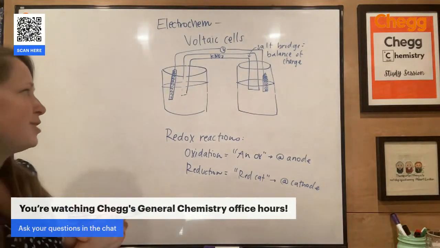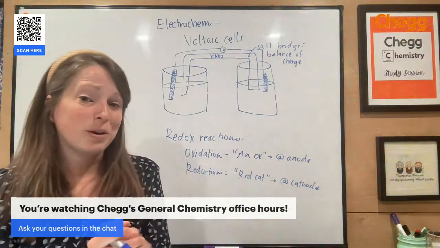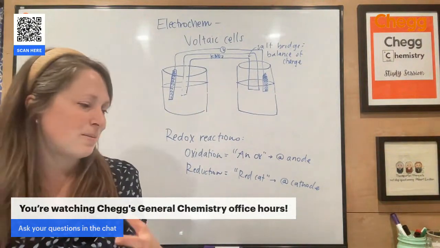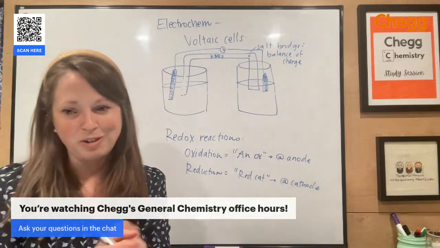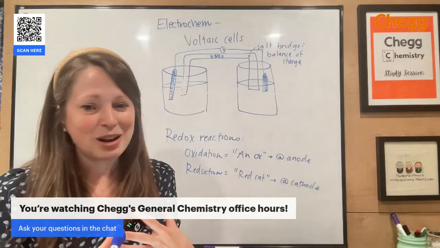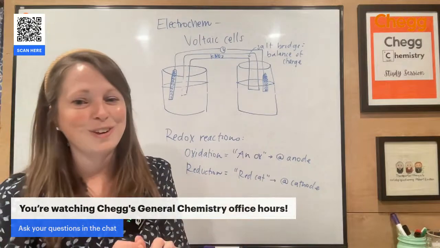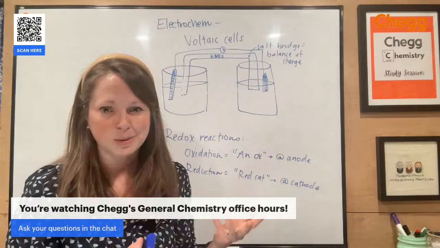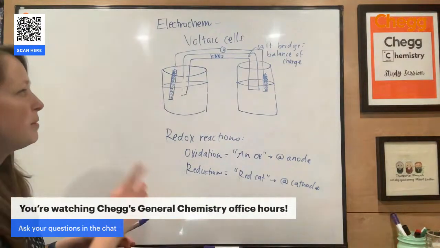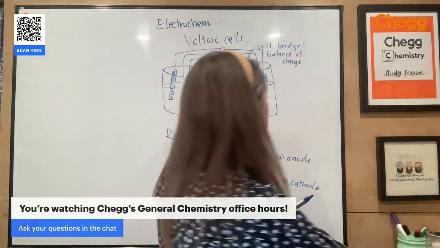Know that we have standard conditions with these. If you are at conditions other than 1 molar for your concentrations, then you're at non-standard conditions. I think that was just a broad overview of voltaic cells. If you'd like more specific examples, please let me know in the chat and I can do a practice problem with this. And I'll plan on that for the beginning of next week's session.